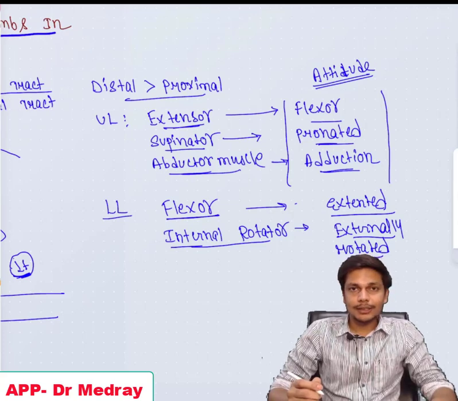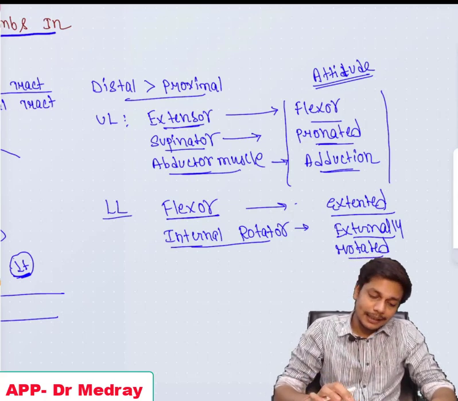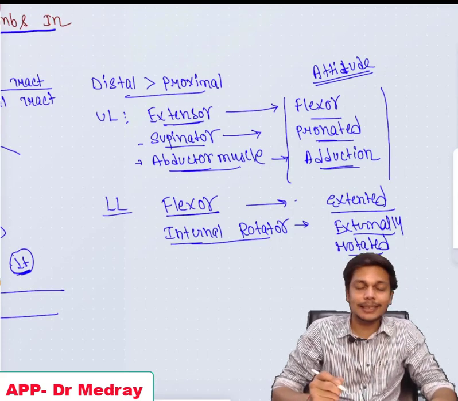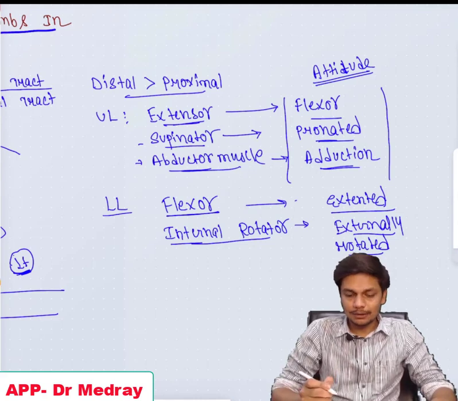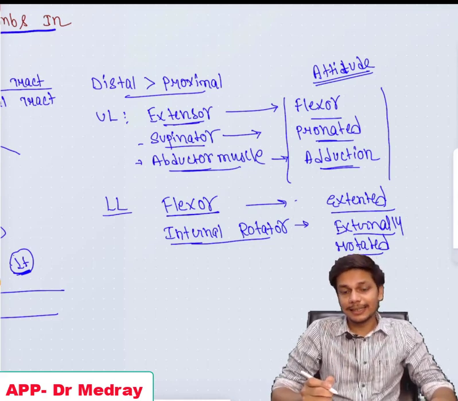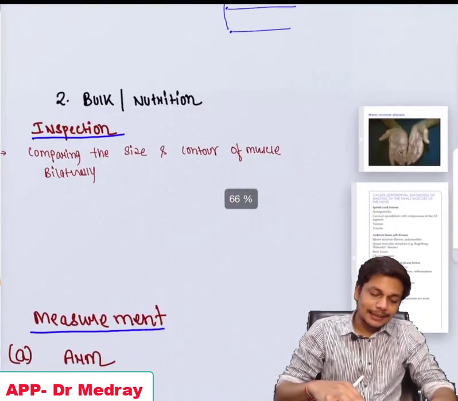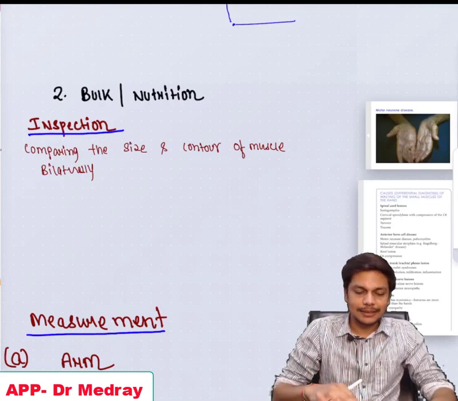Remember that corticospinal tract involvement causes distal weakness more than proximal weakness. In the upper limb, the extensor, supinator and abductor muscle involvement is more, and in the lower limb the flexor and the internal rotator muscles are involved more. Then we come and check the bulk of the muscle.